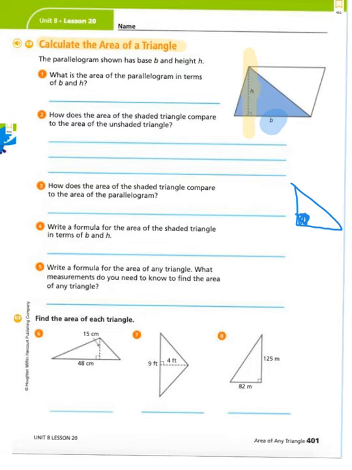All right, so hopefully you have a sample written answer written in. So here, area, that's a capital A, equals base times height. And that's the same for a parallelogram. So remember we did that from rectangles a day ago. And then the next question says, how does the area of a shaded triangle compare to the area of the unshaded triangle? So they're asking, how does this part compare to this part?